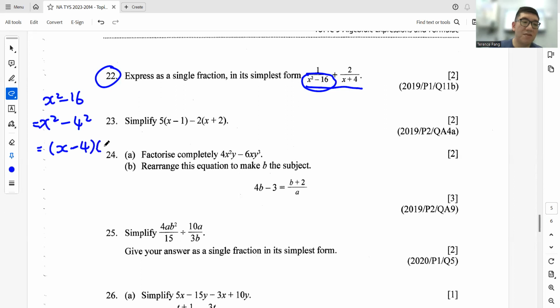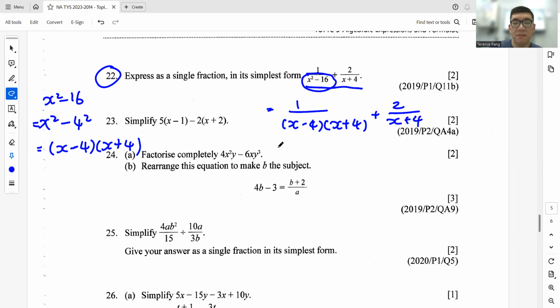So you should factorize this out in the first place, so that I can factorize out the x plus 4 later on. There are many ways to do it. You can change the denominator to be the same, or I can give it x minus 4. That's what I mean by making the denominator the same.